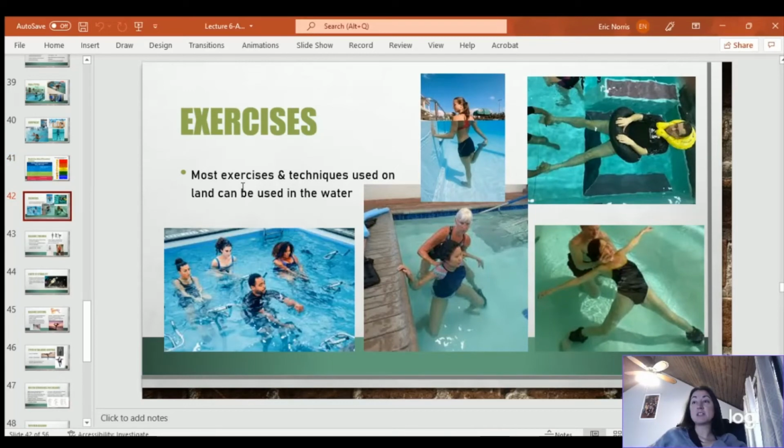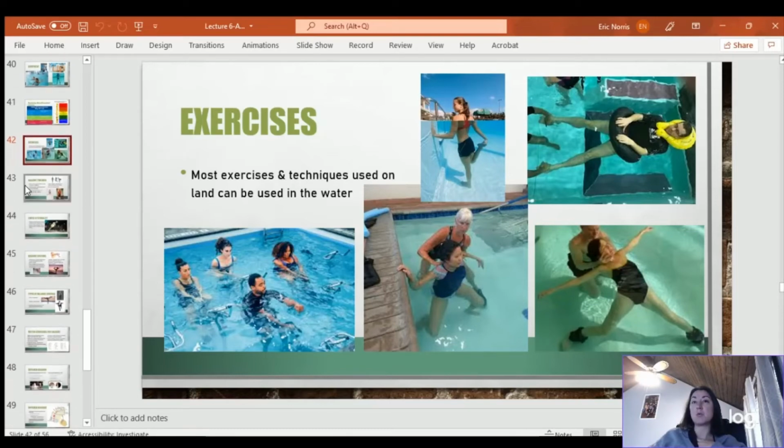Some of the exercises, pretty much most exercises that can be done on land can be done in water. You just may have to change how you're doing them. You can change the water height. You could change how the flotation device is used. Any of that you can change to alter the exercise, but most exercises that can be done on land can be done in the water.